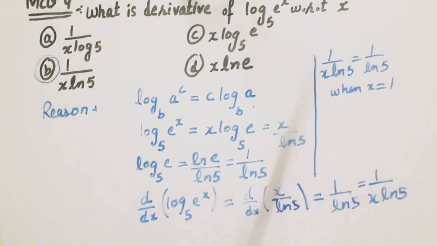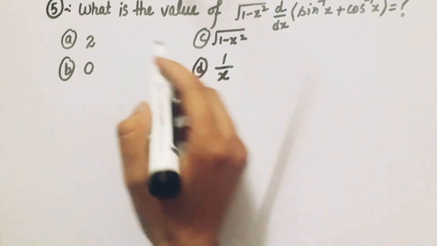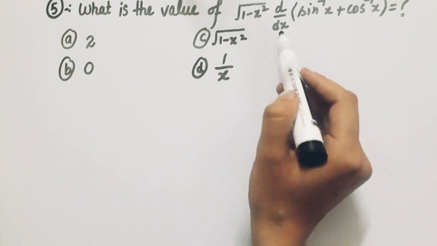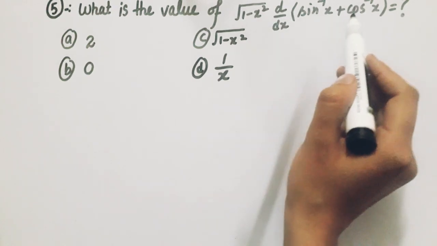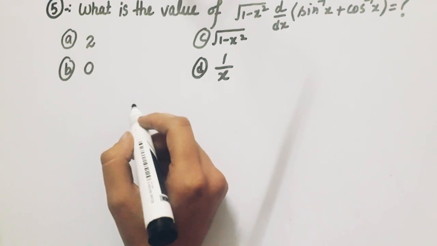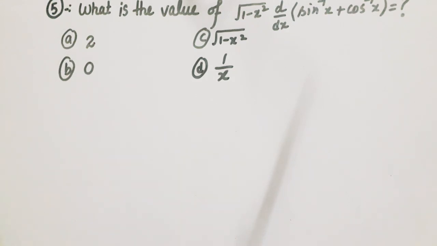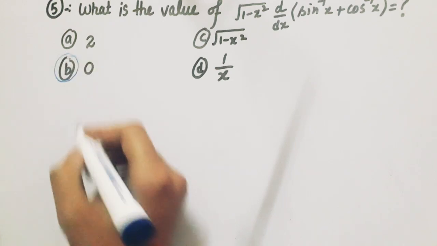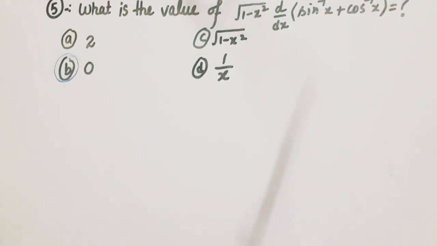Now we will solve MCQ 5. What is the value of square root 1 minus x square d by dx of sine inverse of x plus cos inverse of x? Now the correct option of this question is B. Your answer is equal to 0. Now we will find the reason behind this.